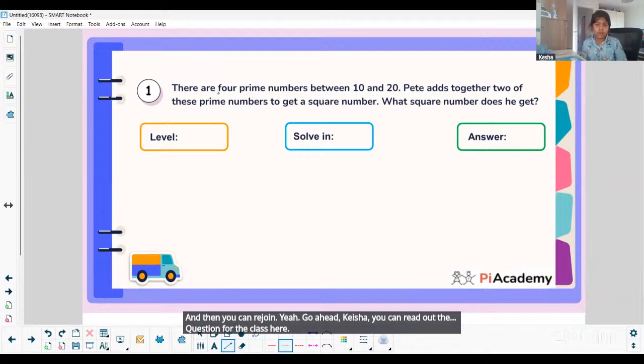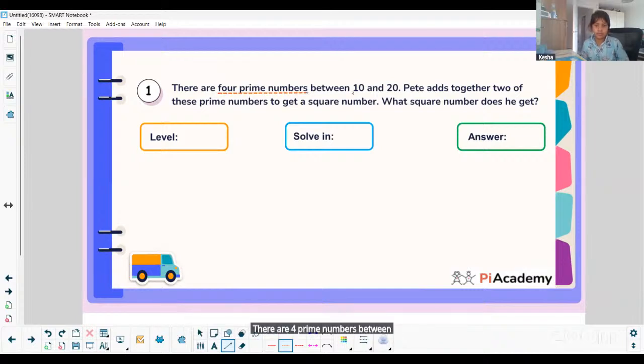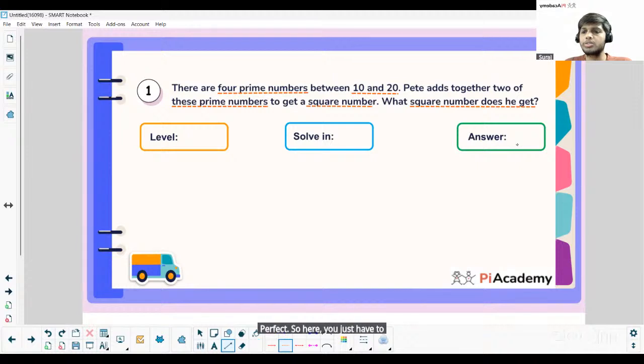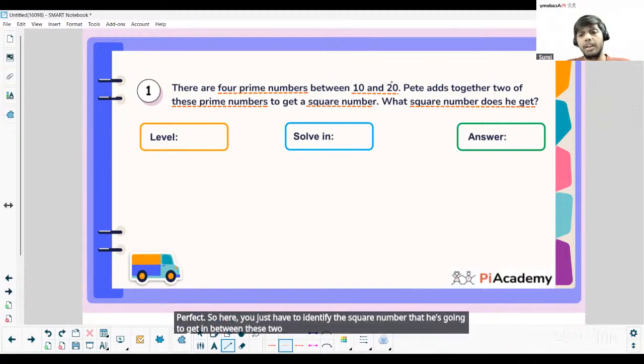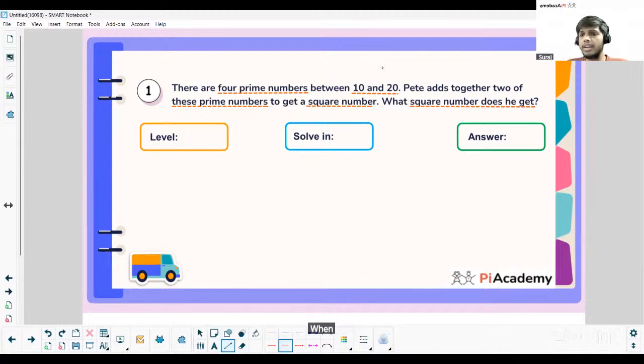There are 4 prime numbers between 10 and 20. Pete adds together 2 of these prime numbers to get a square number. What square number does he get? Perfect. So here you just have to identify the square number that he's going to get in between these two numbers, 10 and 20. When they are combined together and you calculate the sum, it should be equivalent to a square number. Okay, so that is the entire problem statement.